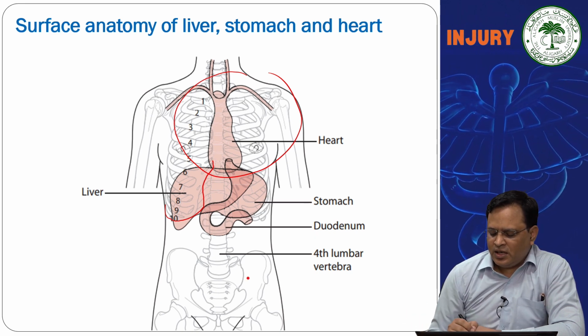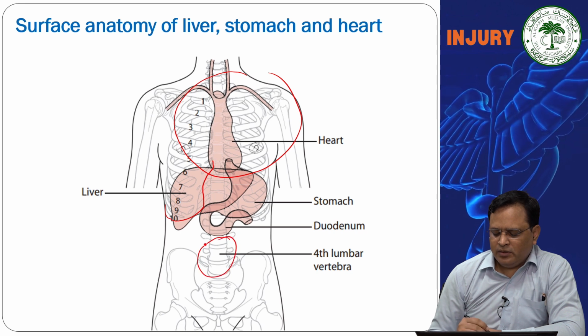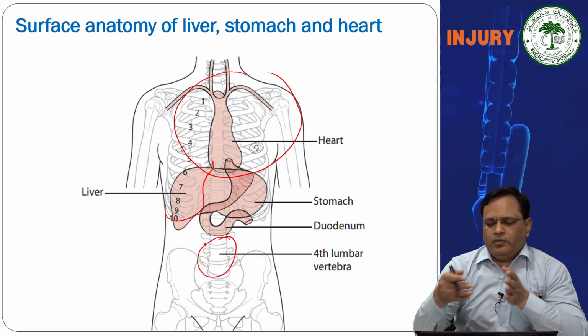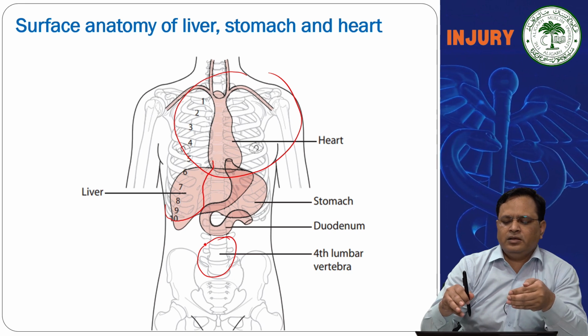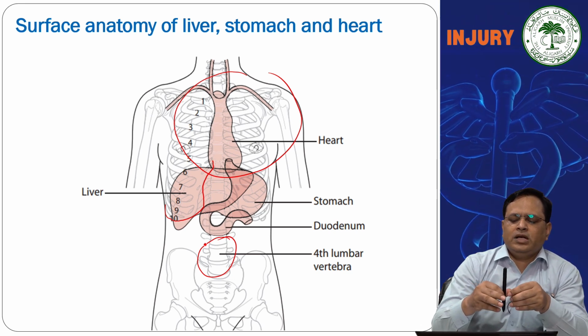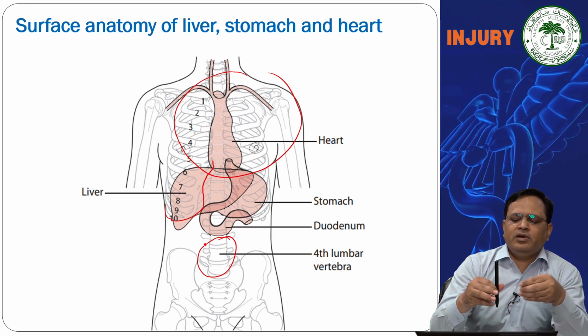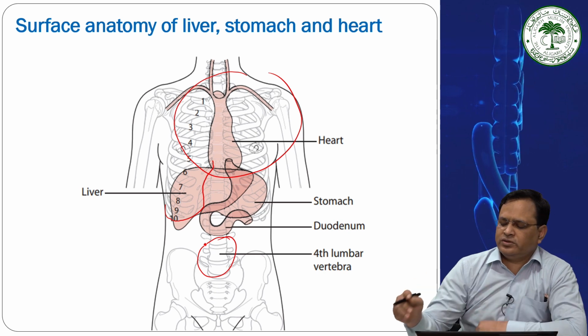The duodenum is here, and it is the lumbar vertebra; if a vertebra is here and the force is applied here, most of the time the intestines are crushed between these two forces.